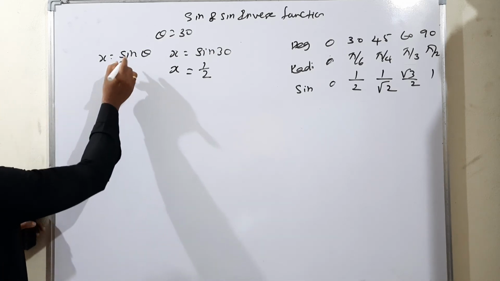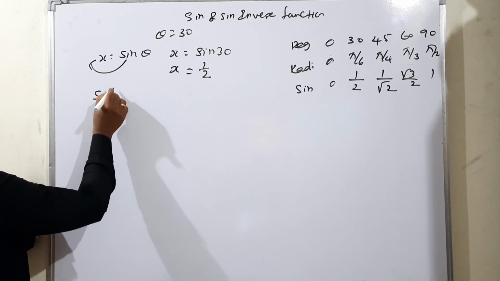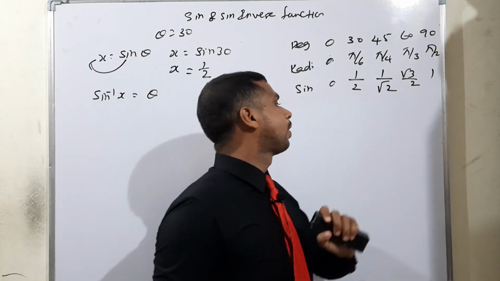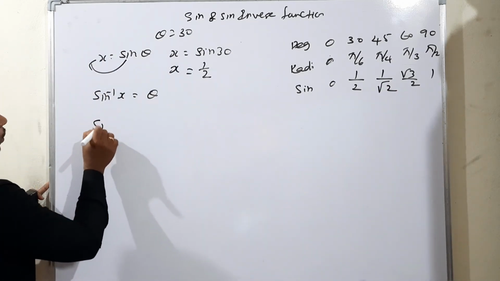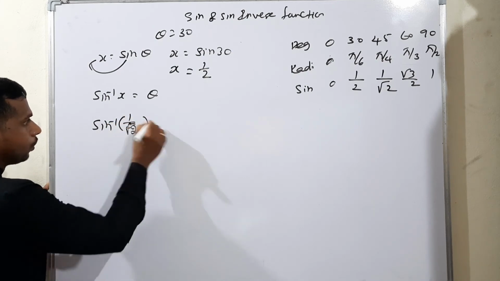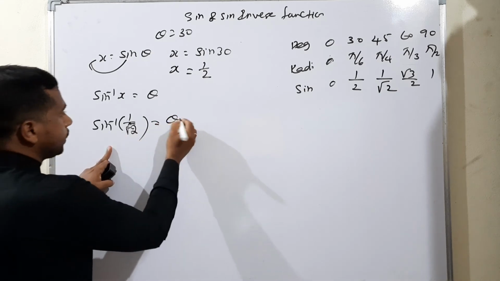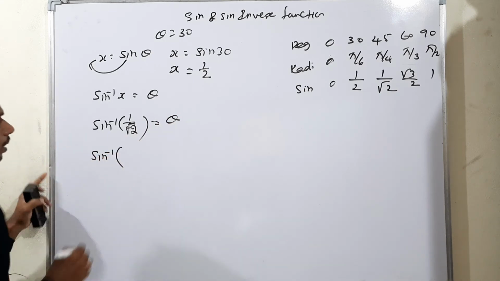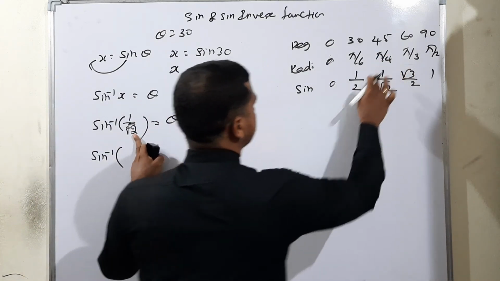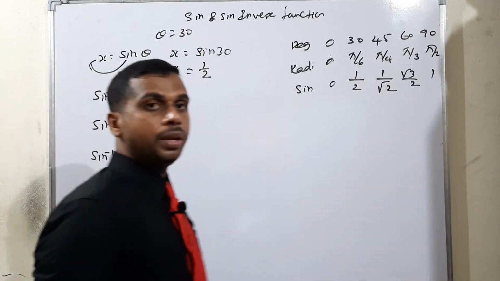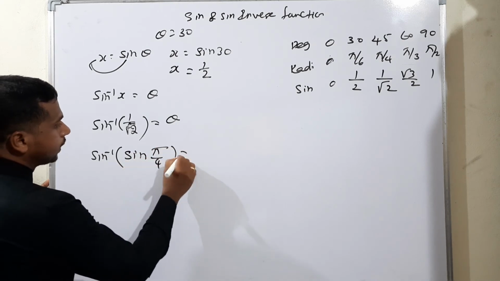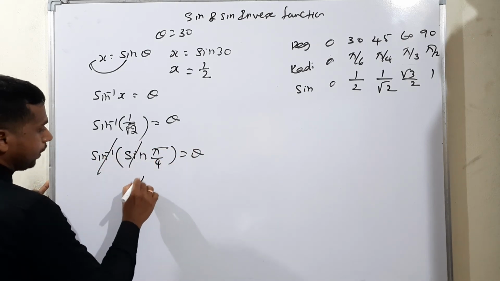Inverse trigonometric means sine is brought to the opposite side. Sine inverse x is equal to theta. Instead of x we can take any value. I will consider 1 by root 2. Sine inverse of 1 by root 2 is equal to theta, meaning sine inverse of 1 by root 2 in radians. 1 by root 2 in radians means pi by 4, isn't it? So sine pi by 4 is 1 by root 2. So instead of 1 by root 2 we can write sine pi by 4 is equal to theta. Sine inverse and sine cancel, giving pi by 4.